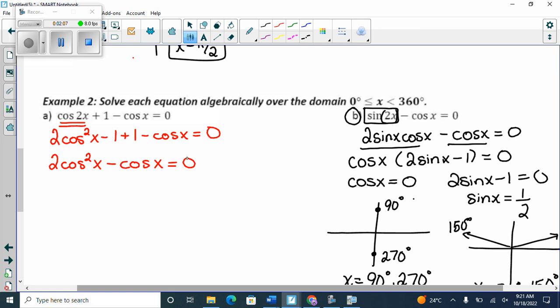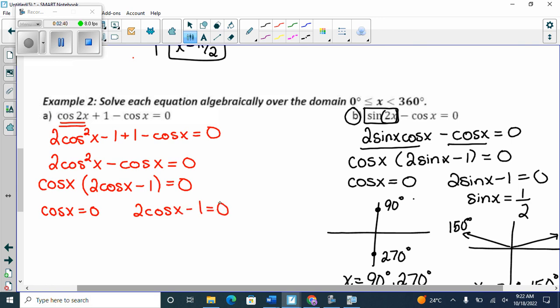Okay? So I have 2 terms. What could I do? Yeah, take out a cos. GCF out of cos x. And I take a cos x out, I'm left with 2 cos x minus 1 equals 0. And now I have cos x equals 0 and 2 cos x minus 1 equals 0. So try and get the answer to this between 0 and 360.